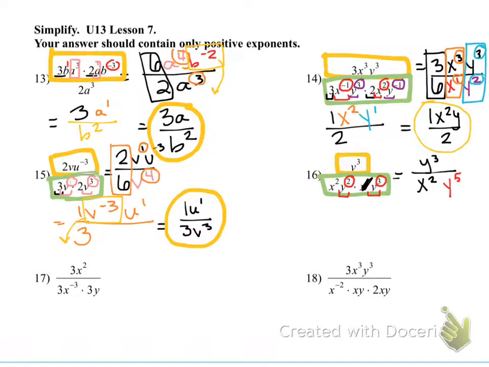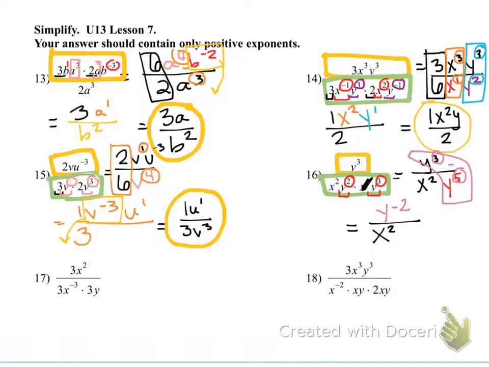Now I need to use our quotient rule to finish simplifying. We can see our x is going to stay exactly the same. It's going to stay on the bottom, just chilling because there's nothing else to combine it with. Now we're going to look at our y's. I've got y to the third on top, y to the 5th on the bottom. So 3 minus 5 gets me y to the negative 2.